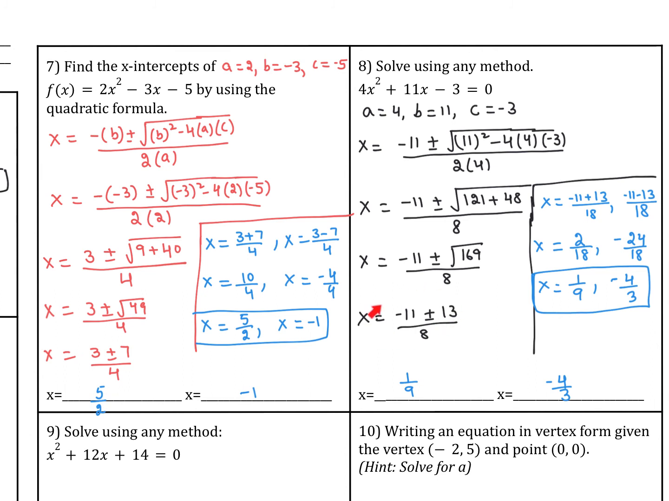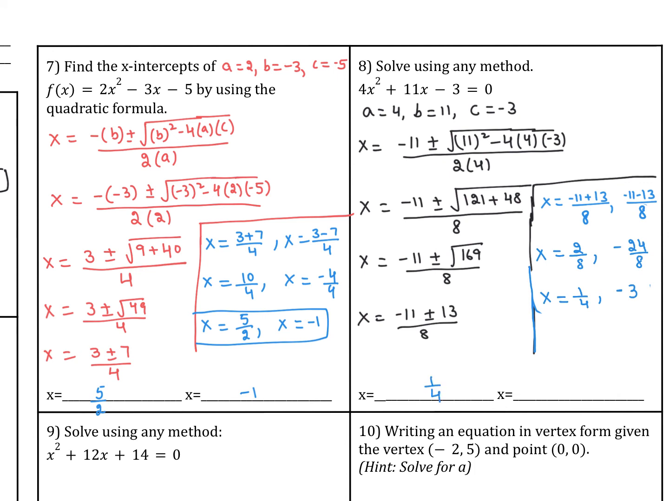You have two equations from here: negative 11 plus 13 over 8, and negative 11 minus 13 over 8. That's going to be x equals 2 over 8, comma, negative 24 over 8. So x equals 1 over 4, and 24 divided by 8 is 3. So you have two answers for the x-intercepts: 1 over 4 and x equals negative 3.